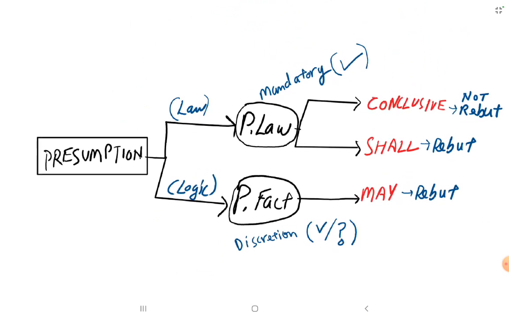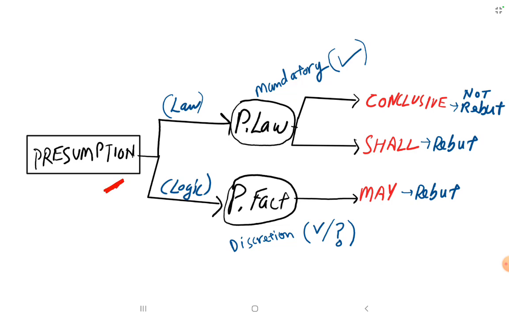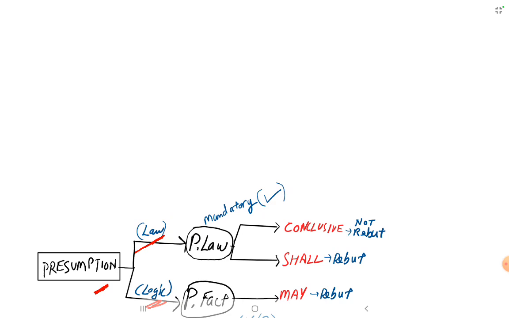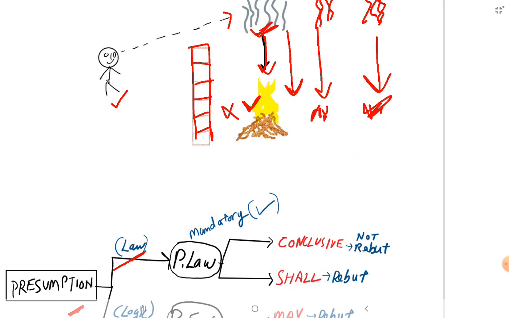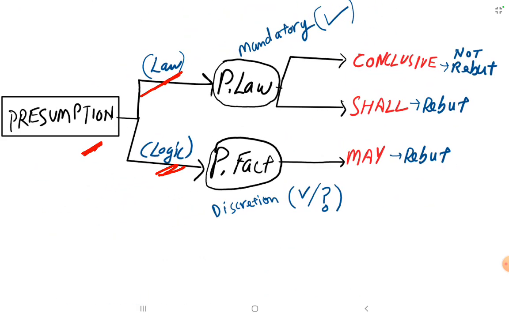Presumption can be done in two ways. You can presume anything by two ways. First is by logic and another is by law. How is presumption done by logic? Like in the above example, you have seen smoke, and by logic that smoke comes naturally from fire, you presumed the existence of fire. This is presumption by logic. Presumption by logic is known as presumption of fact.